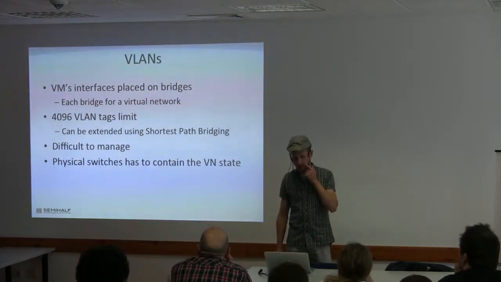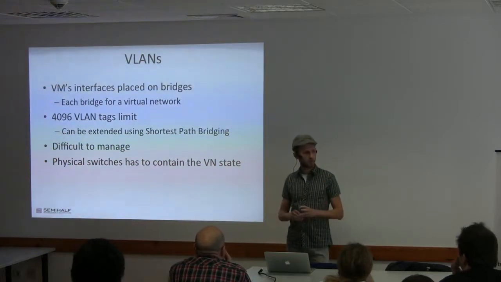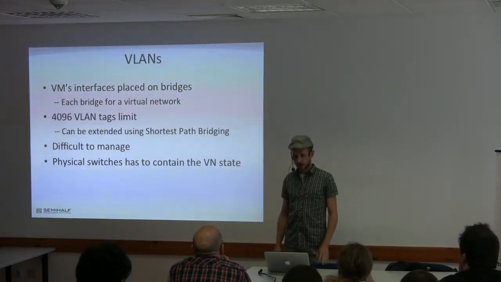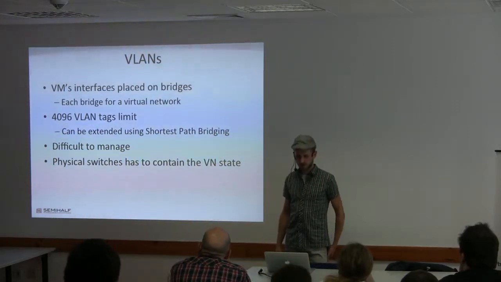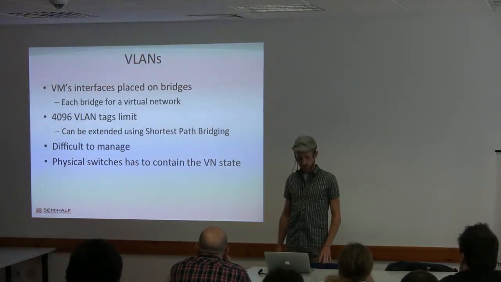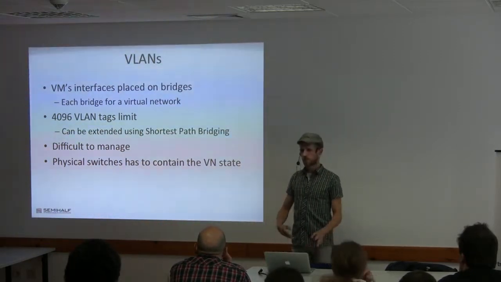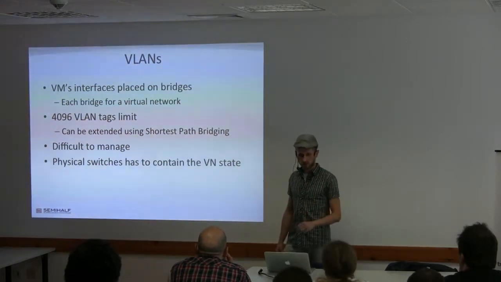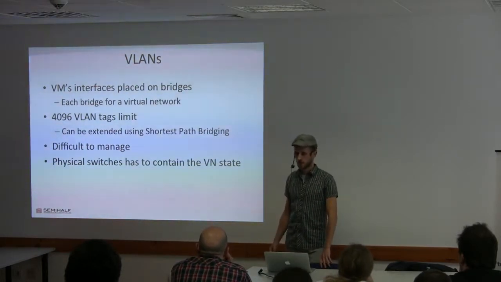Let's stick with VLANs. When we have VLANs, we just put VMs on the host and identify the virtual networks by VLAN tags and bridges. We have a limit here, so if we want to have more than 4096, we'll hit a problem. We can, of course, overcome it using shortest path bridging, but it is not very flexible, difficult to manage, and what's important, the physical switches, of which there may be a lot and which may be very expensive, have to keep state of the virtual networks in the system.